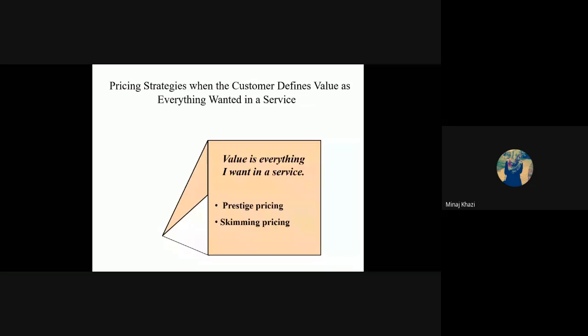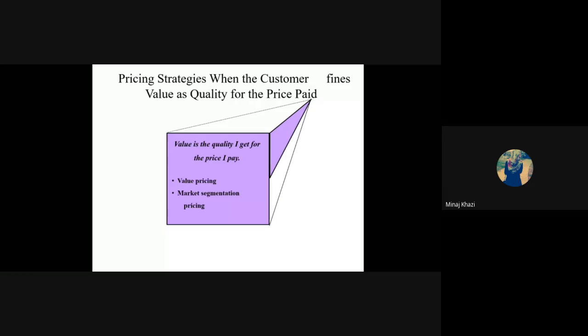Okay, next is pricing strategies when the customer finds value as quality for the price paid. We just saw quality in the previous slides. If you think the price is high, then the quality would be high. If the price is low, the quality would be low. Even if it may be true or may not be true.